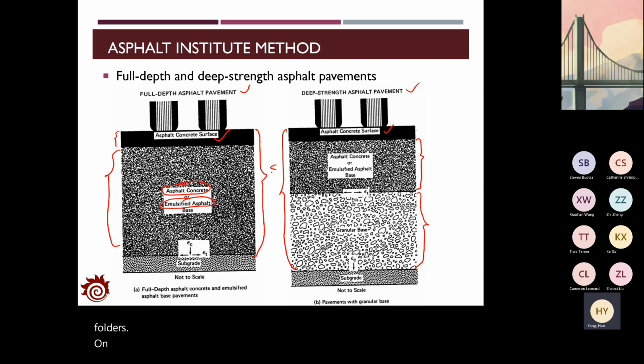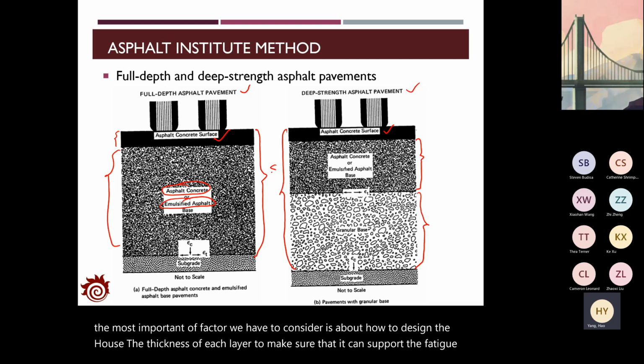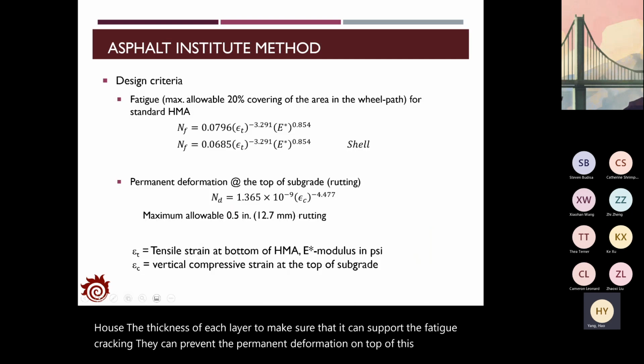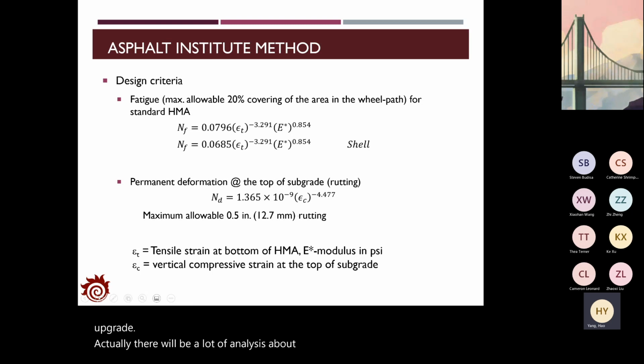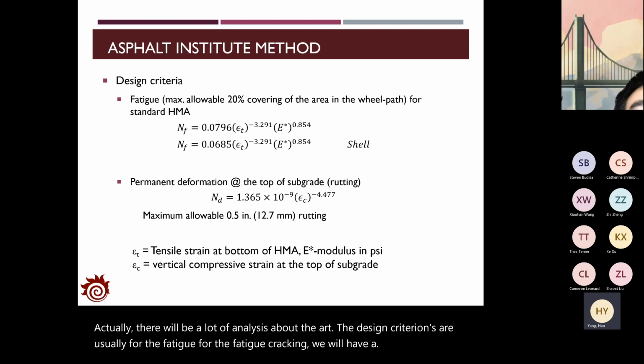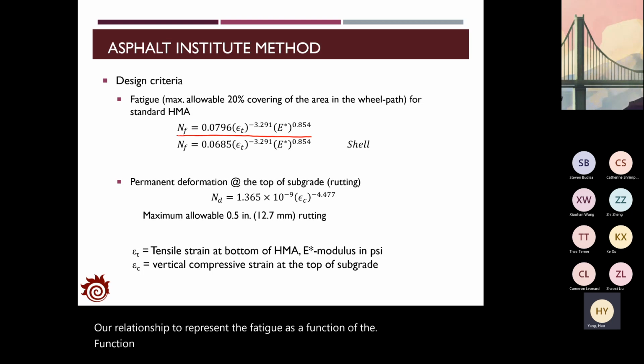And in the AI method, as we explained previously, one of the most important factors we have to consider is how to select the thickness of each layer to make sure that it can resist fatigue cracking. They can prevent the permanent deformation at the top of the subgrade. Actually, there will be a lot of analysis about the design criteria. Usually for the fatigue cracking, we will have a relationship to represent the fatigue as a function of the strain and the modulus of elasticity.